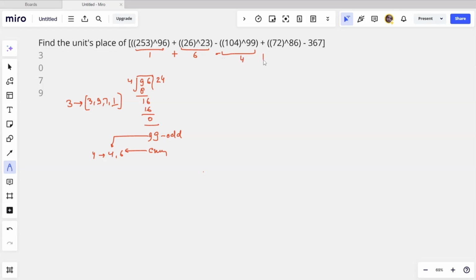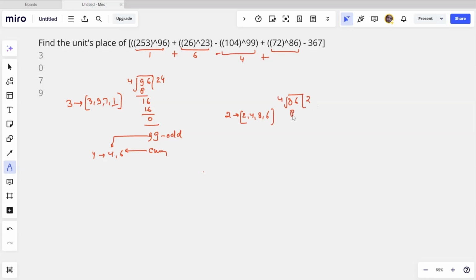Now plus, we will denote the sign as it is. 72 raised to the power 86. Let's try to solve this part now. So we have to find the power cycle of 2, which is 2, 4, 8, 6. Now let's divide 86 by 4 because we have 4 elements in our power cycle.